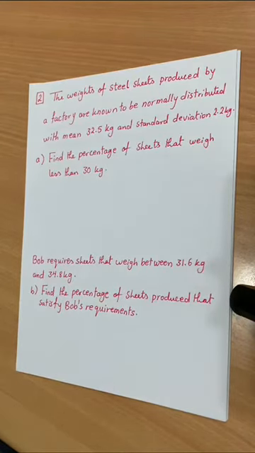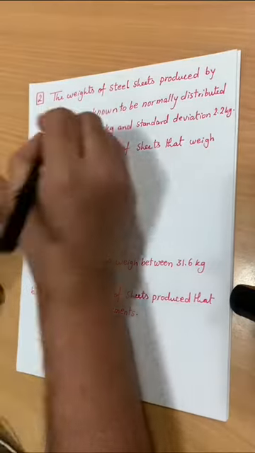Let's continue in the same exercise. The weights of steel sheets produced by a factory are known to be normally distributed with mean 32.5 kg.